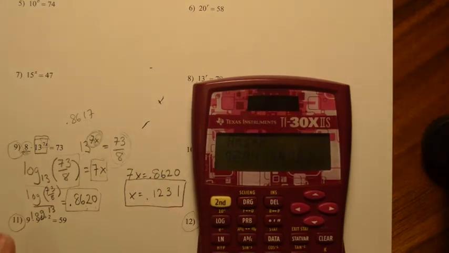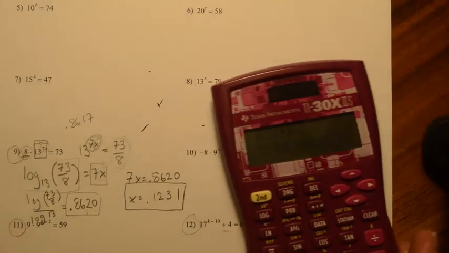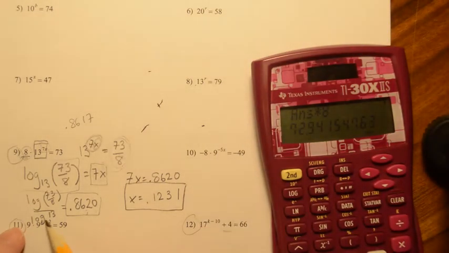All right. Okay, let's try this one. Same idea. We've got a lot going on here. We've got more in the exponent than just a single variable, and we've got a coefficient out front. So let's divide by the 9. So we're going to get 9 to the k plus 2 equals 59 over 9.